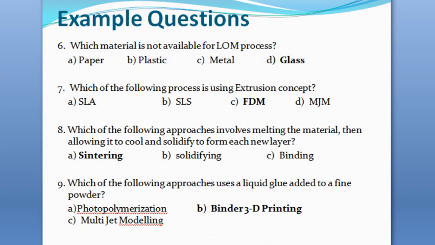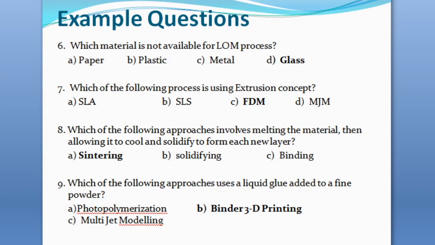Then sixth one: which material is not available for the LOM process? Paper, plastic, metal, glass. Glass is the answer. Glass cannot be used in LOM, laminated object manufacturing. Seventh: which of the following processes is using the extrusion concept? In FDM, we use the extrusion concept.